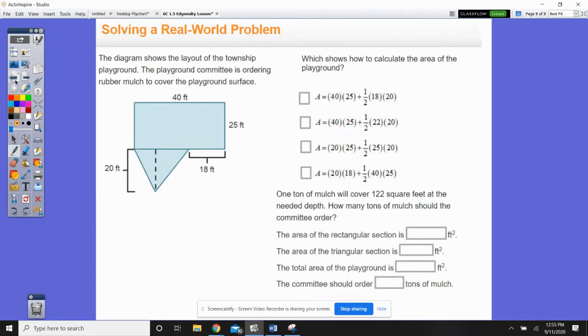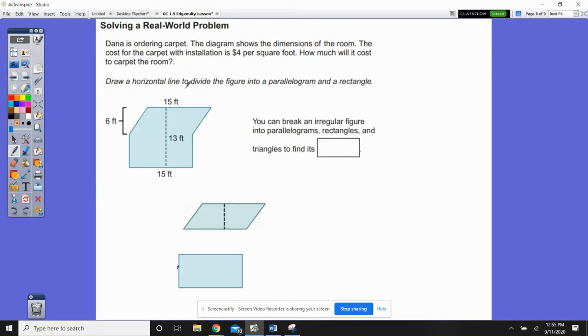Here's a real world problem talking about a strange room here. This room, they want carpet in it, and it's $4 a square foot. How much will it cost to carpet the room? So we got to figure out how many square feet are in here. So we can break this into a parallelogram and a rectangle.